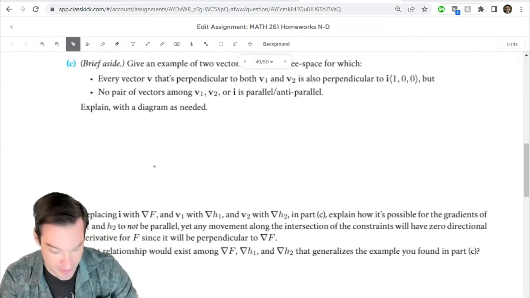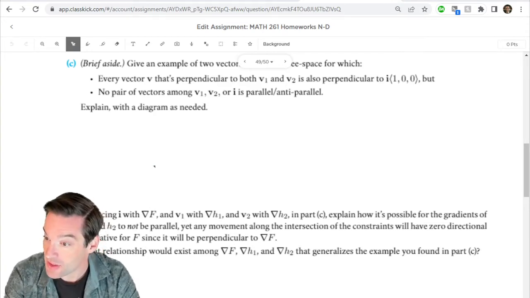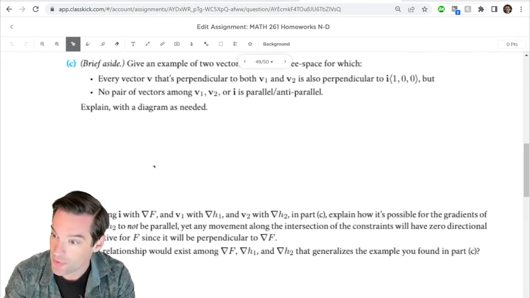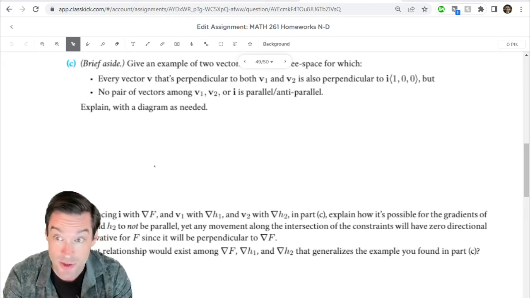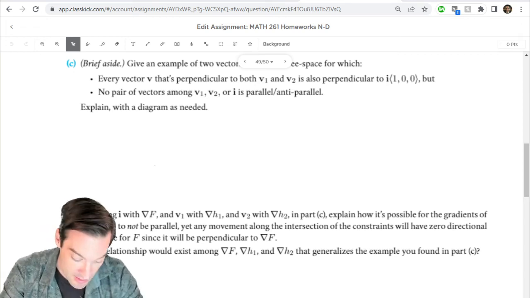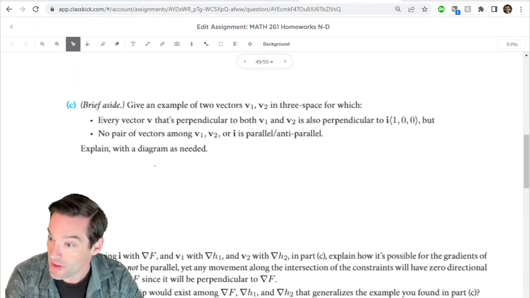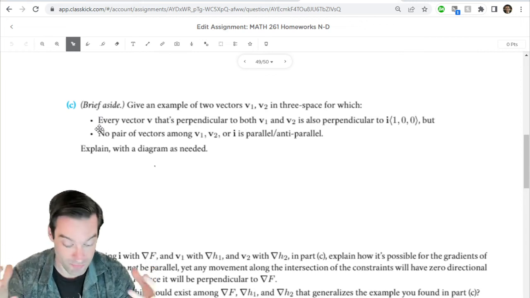And so here's where the rubber meets the road, parts C and D. In parts C and D, we're trying to discover a relationship among the three gradients, the gradient of f, our objective function, and the gradients of h1 and h2, the constraint functions, that gives us a weaker condition under which we get a constrained critical point. The key is that it needs to be a condition that expresses these two facts in part C. So we take a step back in part C and think about vectors in three space.